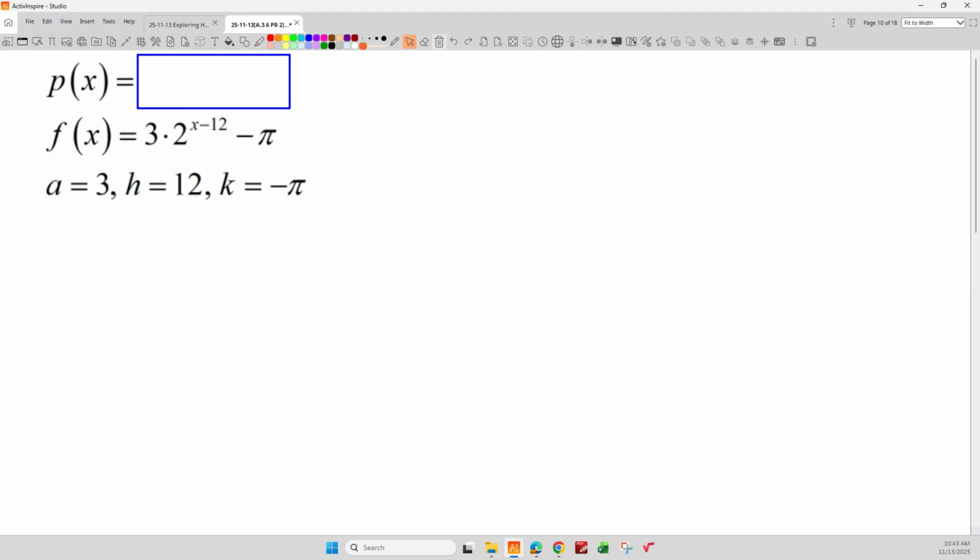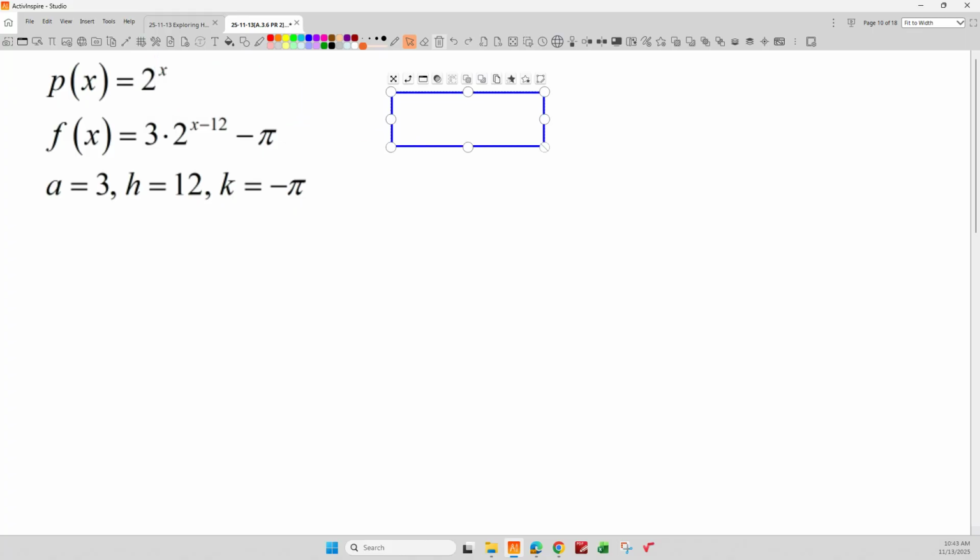Well, if I got rid of all those parameters, if I just erased them, I'd be left with the boring version of this function, the parent graph, and what would it be? 2 to the x. So it's an exponential function, 2 to the x. That's a pretty tricky one. Give me 1 to 5 though. How are we doing? That makes sense? At least why those are the numbers?